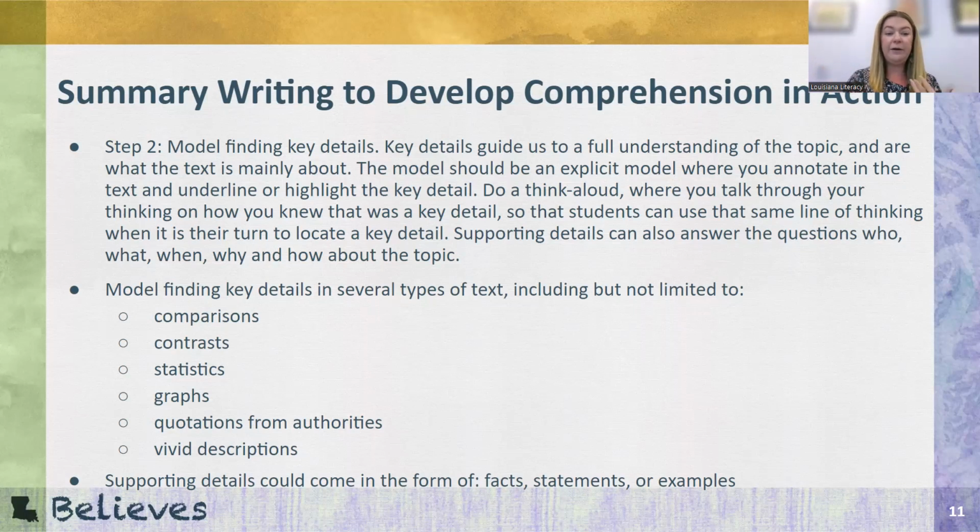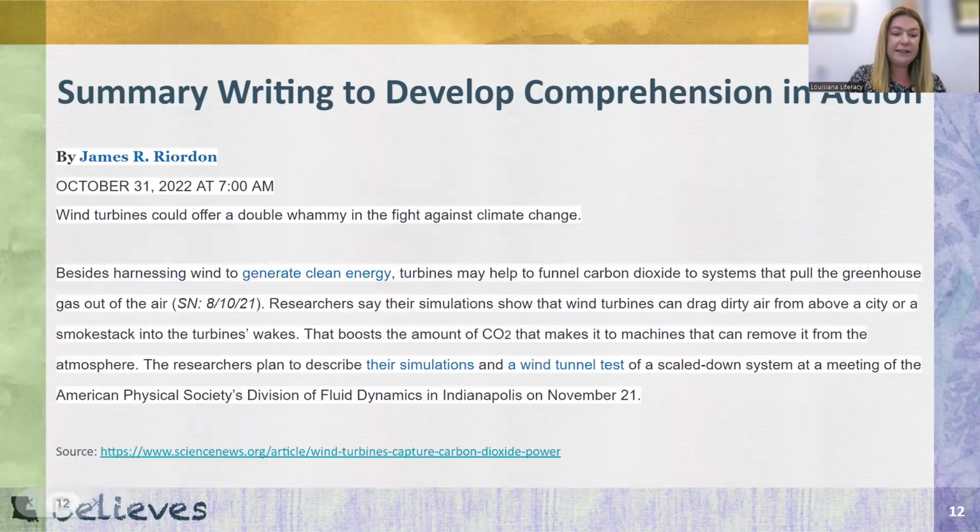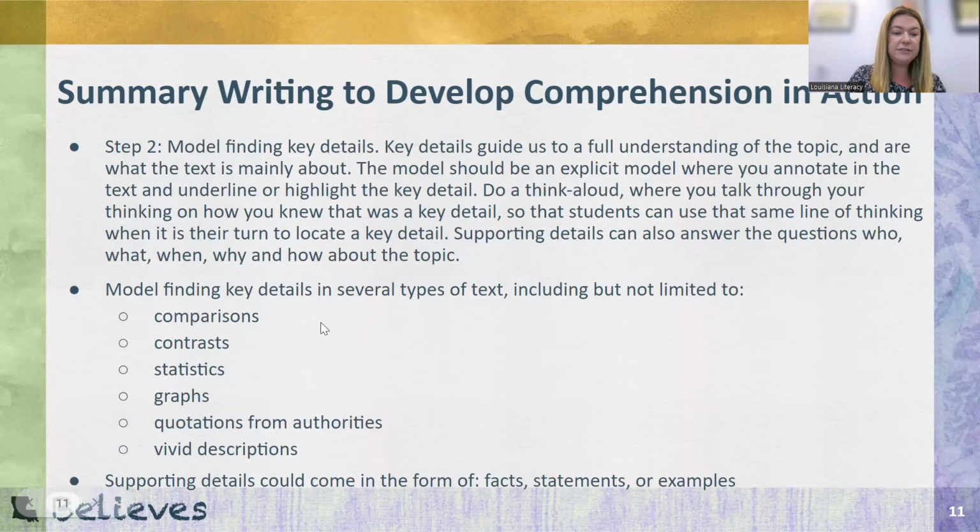But you can model finding them in comparisons and contrast, and statistics can be key details sometimes, graphs, quotations from authorities, vivid descriptions. All of these different things can be key details. Supporting details could also come in the form of facts, statements, or examples. Okay.